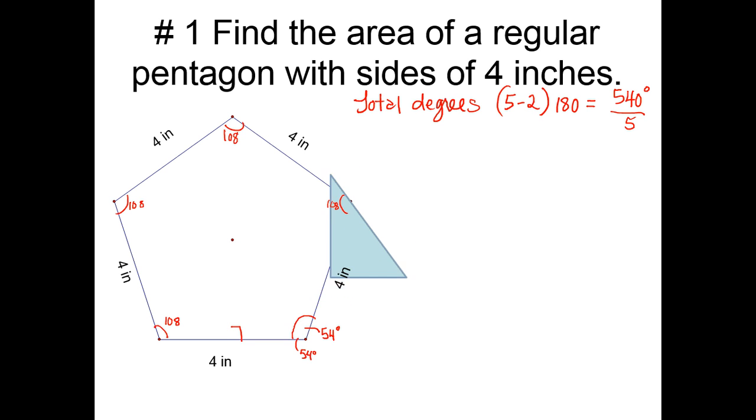So now let's take our triangle. I'm going to get rid of that degrees up there because my triangle is kind of in the way over there. So I'm going to erase all this here since we found the total degrees.